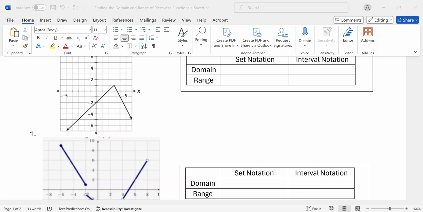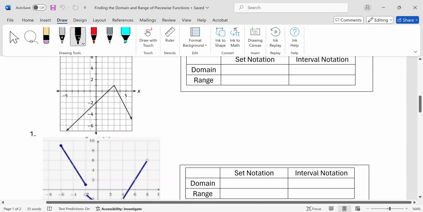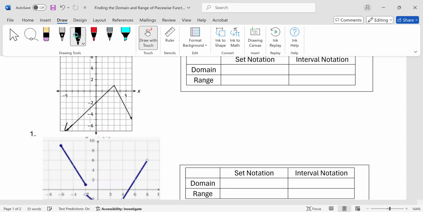Okay, so our first graph, it's an absolute value graph. There is an arrow on the left-hand side and an arrow on the right-hand side. That means your domain is negative infinity to infinity. In set notation, you write this as all real numbers. It can be any number you can think of. Every x value is on those lines.